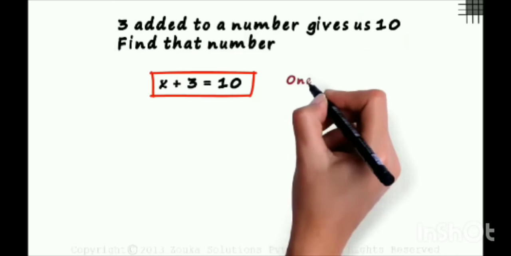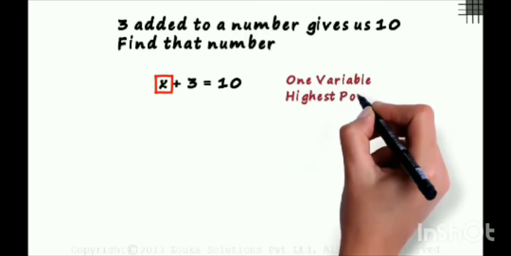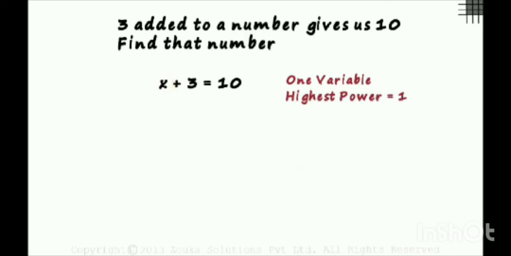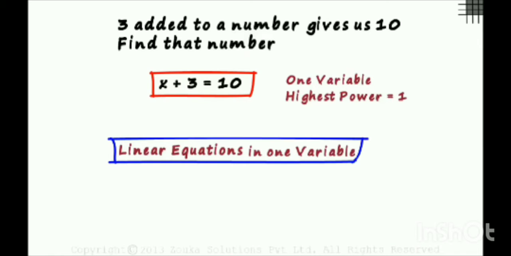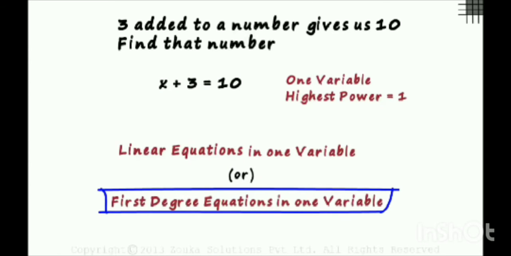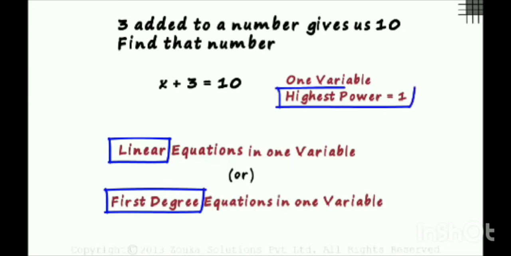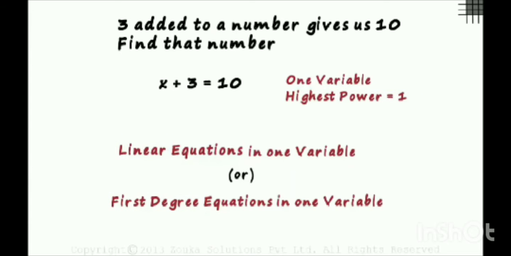This is called an equation, and it helps us write large problems like these in a shorter way. This equation has just one variable, which is x, an unknown, and the highest power of x is 1. These kinds of equations are called linear equations in one variable. They're also referred to as first-degree equations in one variable. They are called linear or first degree because the highest degree of the variable is 1. We will have a deeper understanding of why such equations are called linear in the coming videos.